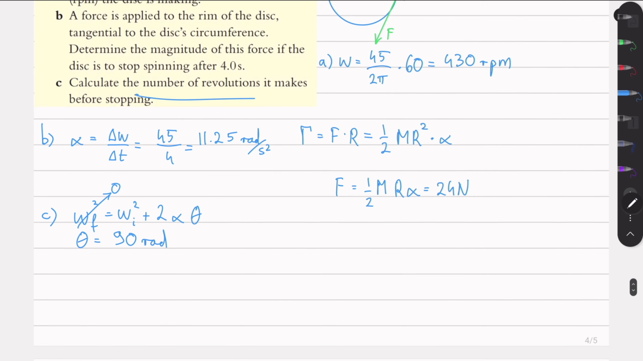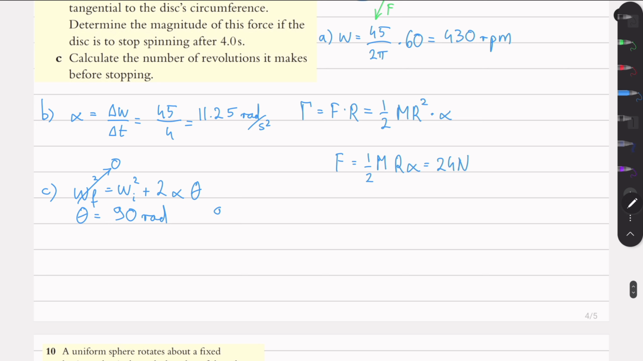But again, we need to calculate the number of revolutions. So we need to divide it by 2 pi, because one revolution is 2 pi. This will give us approximately 14.3 revolutions.